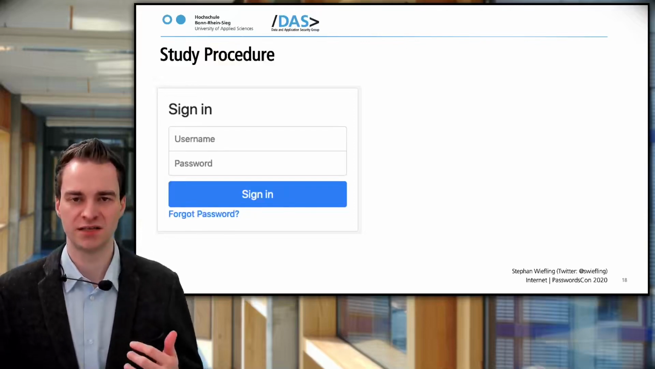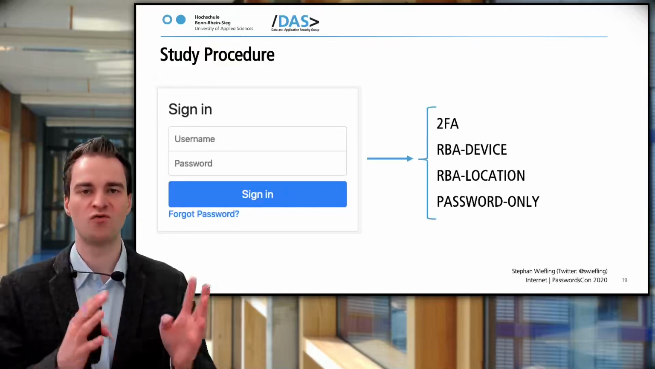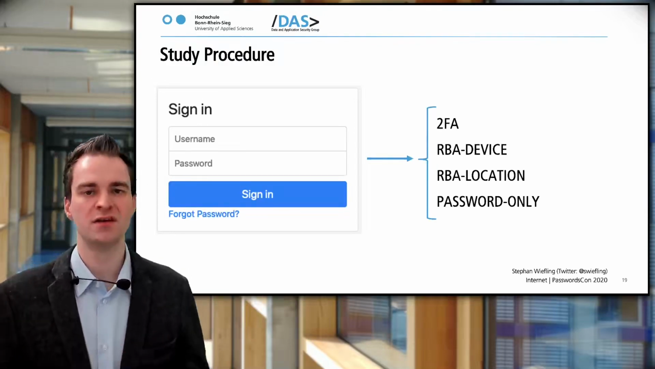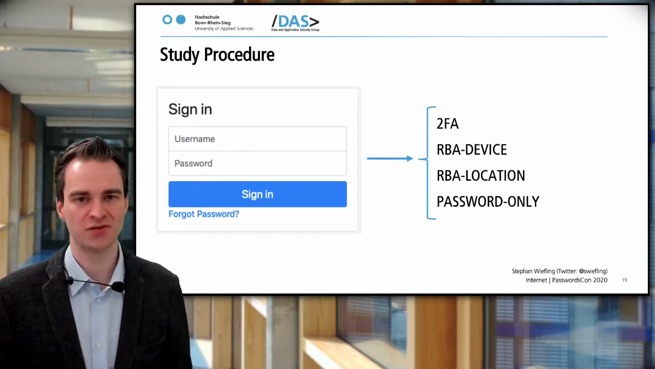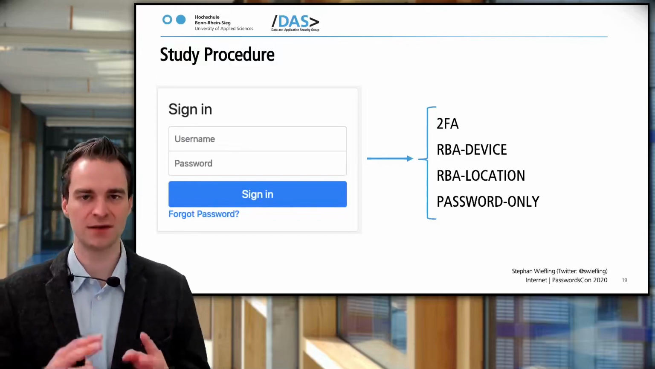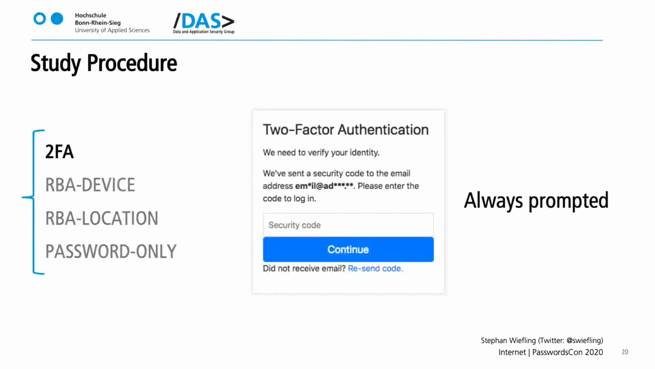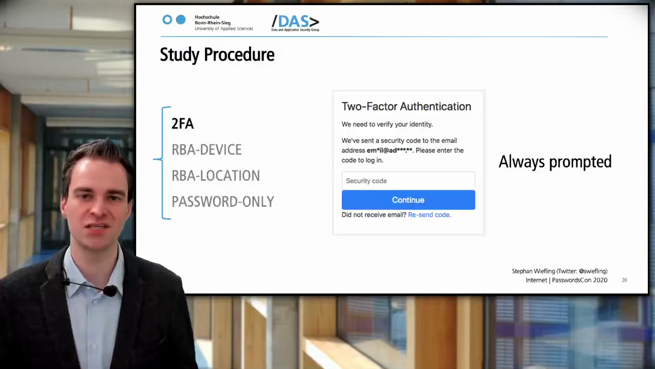And when they signed into the website, they perceived one of 4 authentication methods. So per each participant, it was one of 4 authentication methods. We selected them and everyone perceived one of them. And we had a condition where the participants were always asked for additional authentication. So this is just like the classical two-factor authentication.